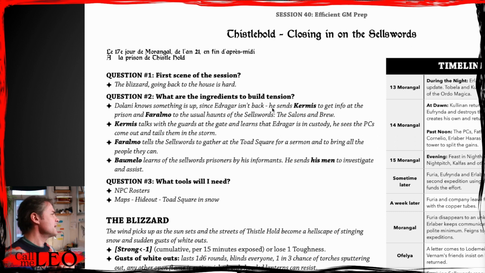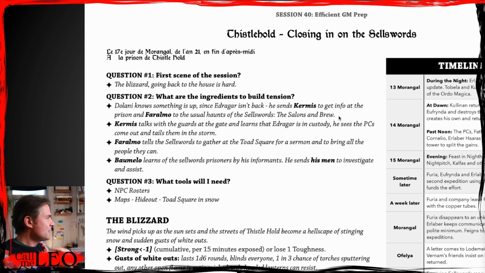So what I decided is that he needs to act. He needs to react. He can't be passive. So he sends Kermis, just a guy that I invented, to get info at the prison, and Faralmo to the usual haunts of the sellswords, the Salons, and the brew. Basically, he sends two of his lieutenants to find out what's going on with the prisoners. Have they spilled their beans? Are they alive? What's happening there?